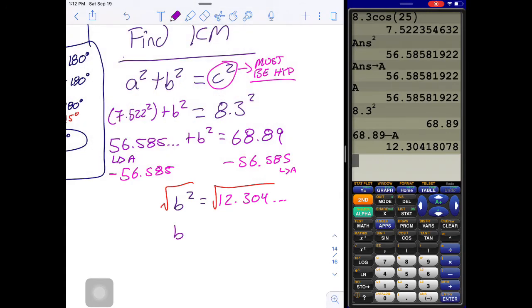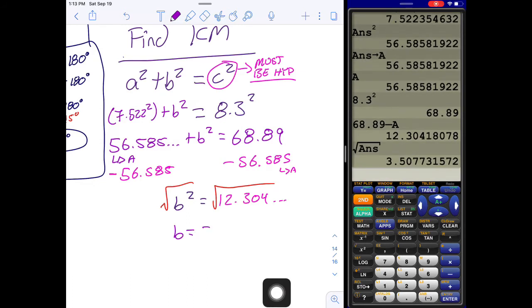So this will give me B equaling. And remember, how do we get to a square root? You press second, and you press that little square root button. And then remember, I want to square root this whole value, so I'm going to press my second answer. Okay, I'm going to get my last answer in underneath the square root value. So B equals 3.507 centimeters, and it wants us to round it to the nearest tenth, so this is 3.5 centimeters.